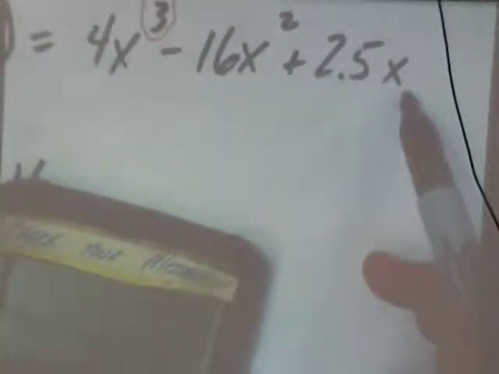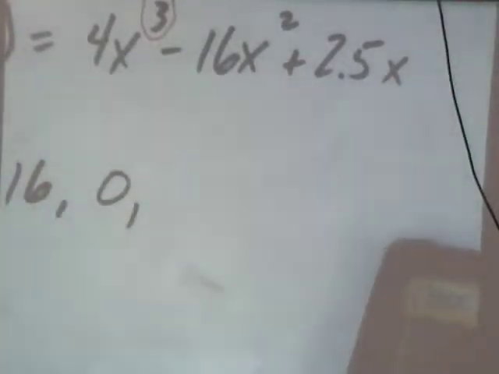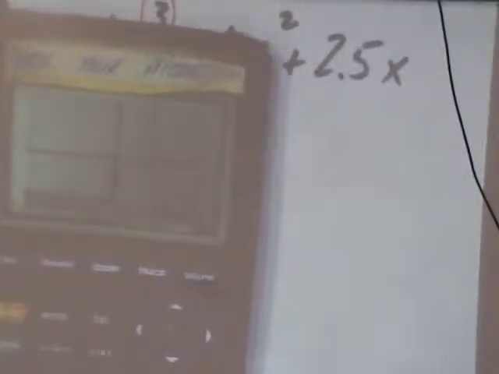Also, I can tell 0 is going to be an answer. Yes? And what's that last one? Second calc, intersect. Get the cursor close, hit enter 3 times. 3.84.